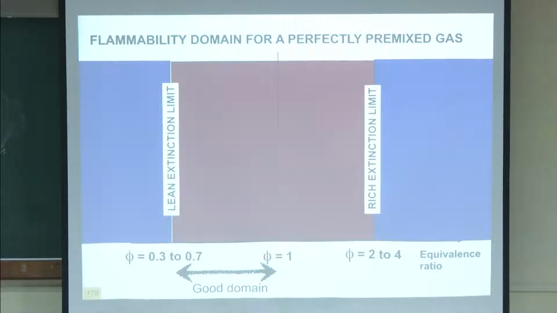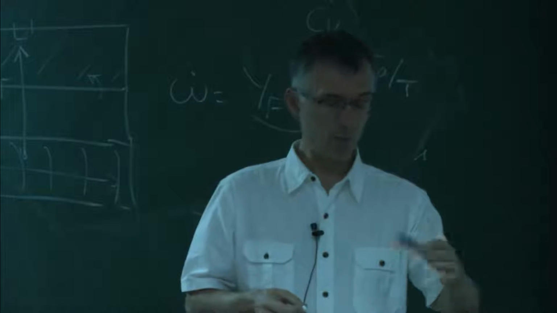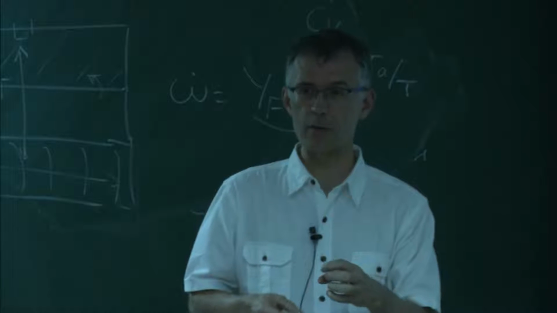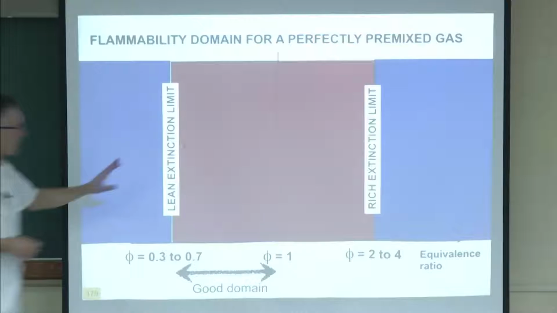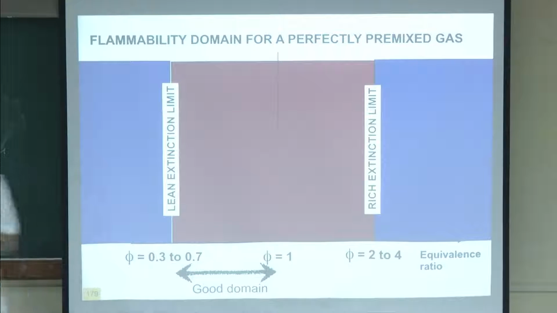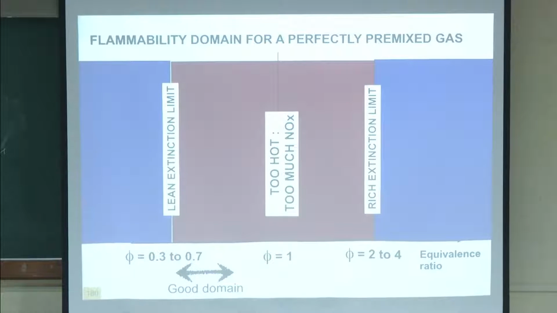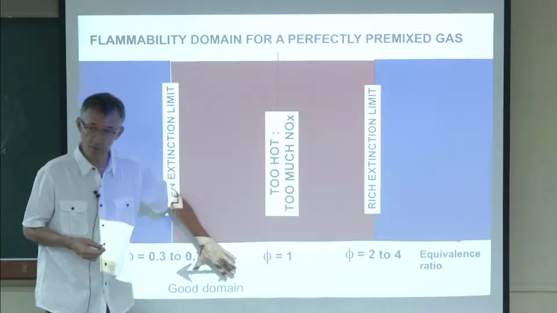What theoreticians know is that some flames might exist as planar flames, but be impossible to ignite as a spherical flame, which makes things a bit more complicated. But for the moment, just remember that you cannot mix things arbitrarily and hope that it's going to work. And so the good domain in which we would like to work is here. This is what gas turbines are trying to do.